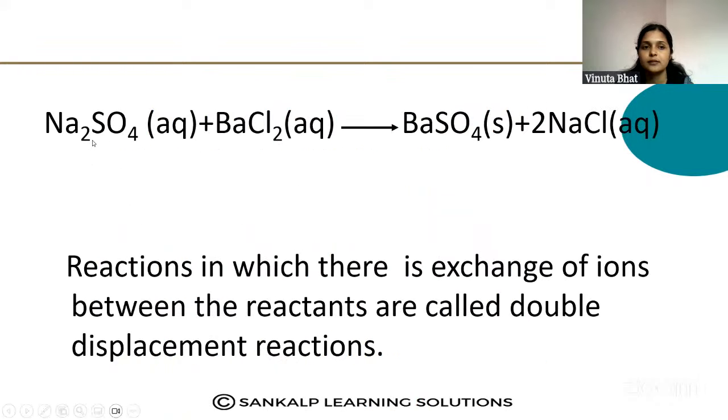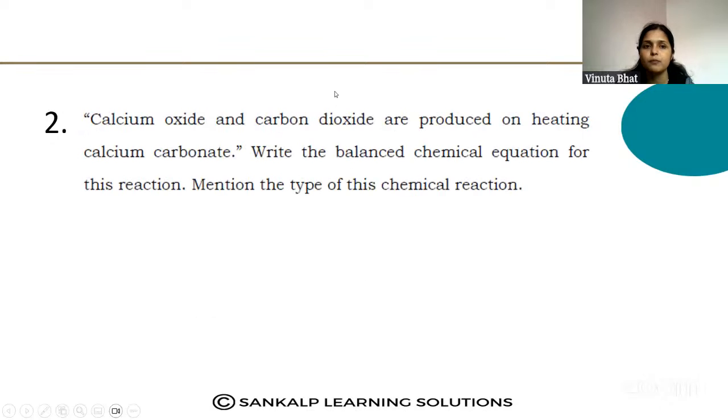The sodium sulfate and barium chloride reaction. Barium sulfate is formed, that is the white precipitate. Next question. Calcium oxide and carbon dioxide are produced on heating calcium carbonate. Write the balanced chemical equation for the reaction. Mention the type of this chemical reaction.